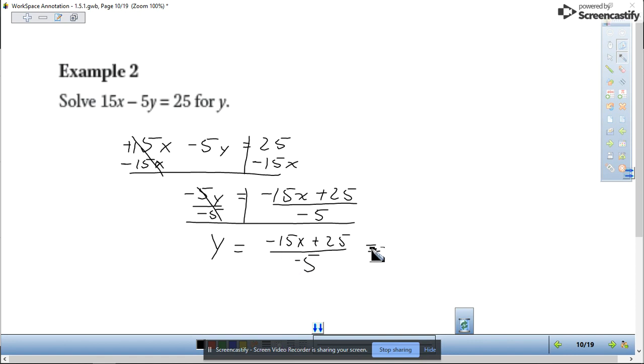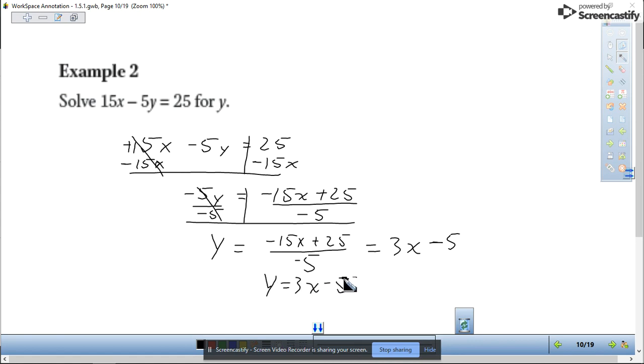All right, so when I do that, negative 15 divided by negative 5 is 3. The x comes with it. 25 divided by negative 5 is going to make that become a minus, and that's going to be 5, right? Because it's negative 5, so minus 5. So final answer here, y equals 3x minus 5.